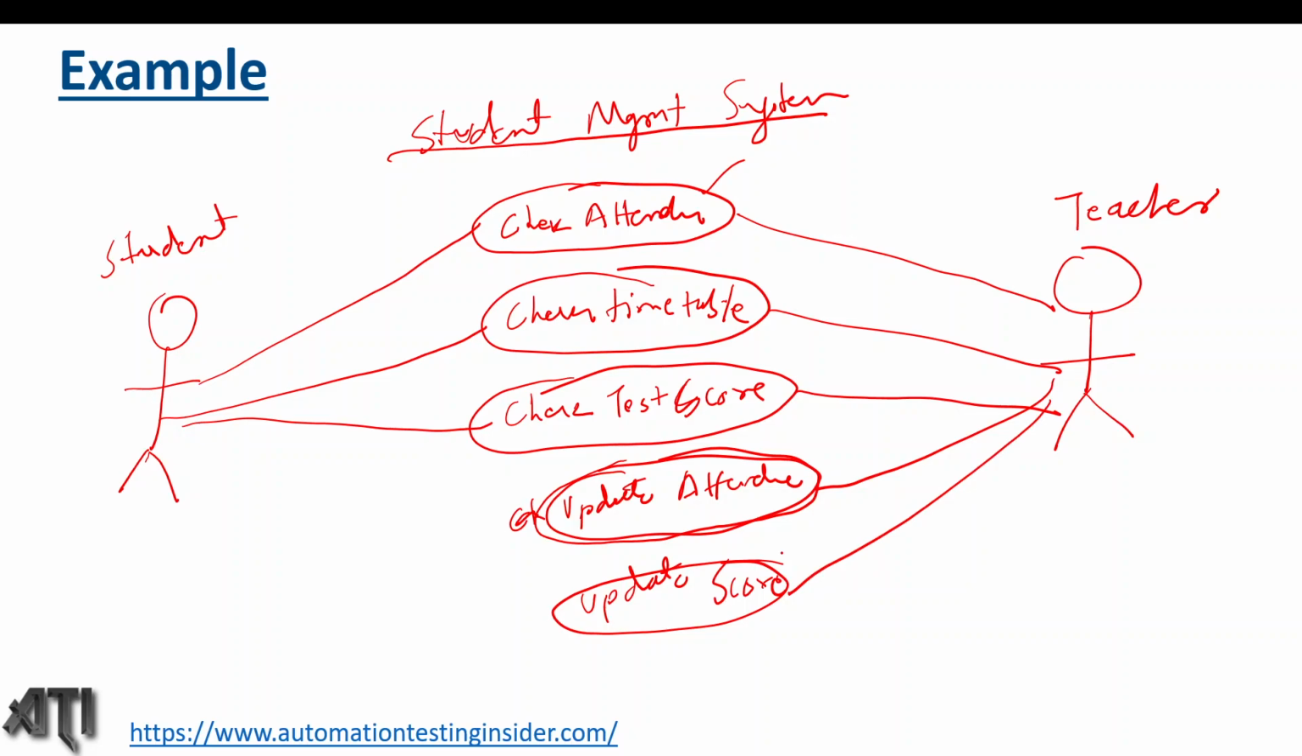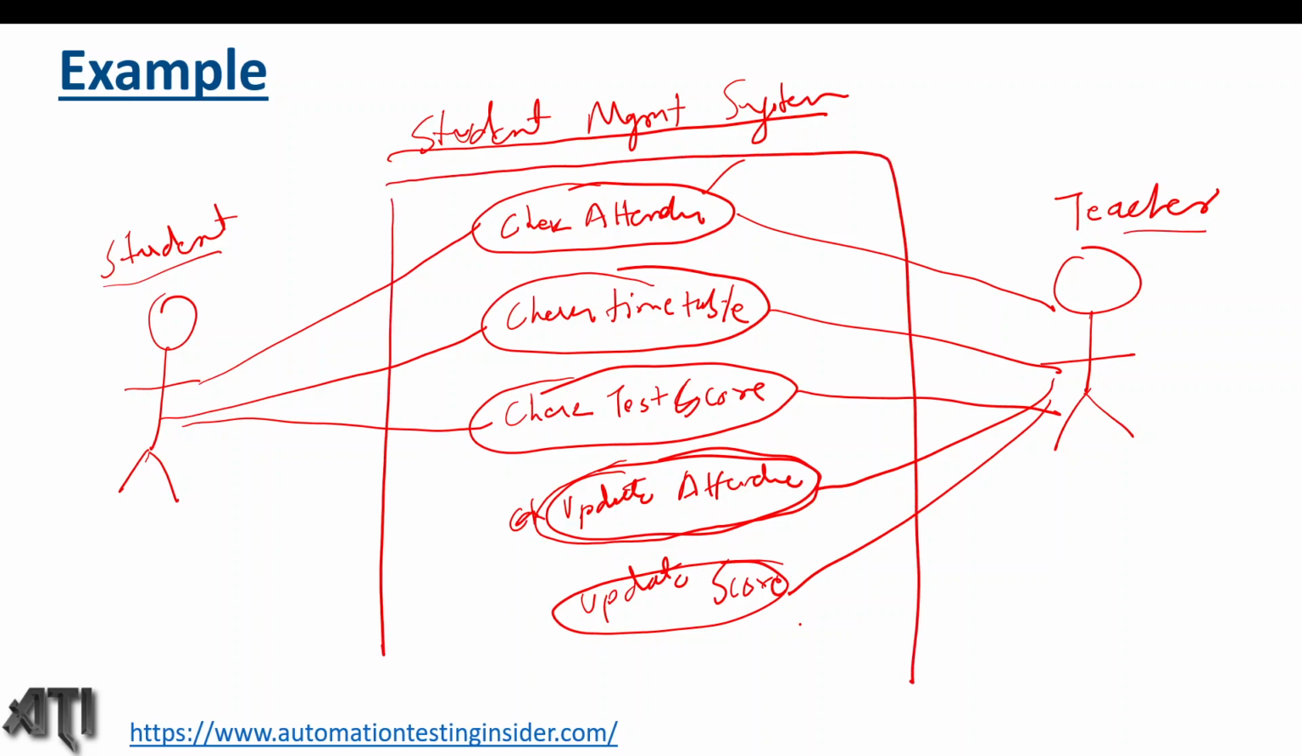So these are the different use cases, and we have two actors, student and teacher, and this is the whole student management system, which will be represented using rectangle, right? So this is the complete student management system, guys, an example of use cases. So these are the different use cases we have, represented using oval shape.